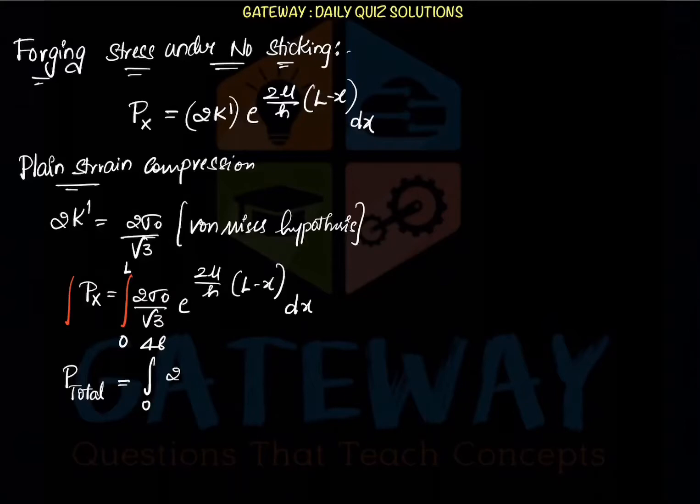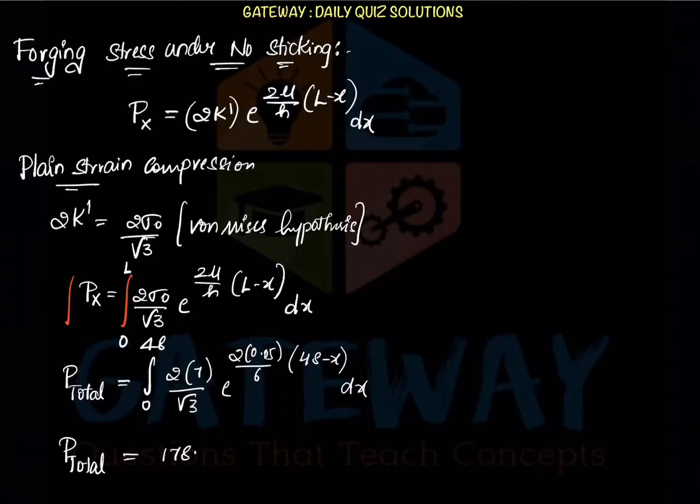Into 2 into sigma naught, whose value was given in the question as 7, upon root 3 into e power 2 into mu, which was 0.05, upon the value of h, which was 6, into the value of L, which was 48, minus x, into dx. We know the integration of e power x, and since there is a term in the numerator here, it will come into the denominator through the differentiation. Once we substitute the limits here, we will be getting our P total final. The total load final is 178.24 kilonewtons.